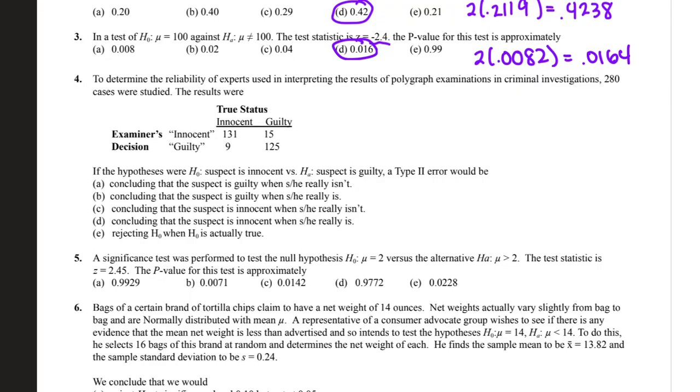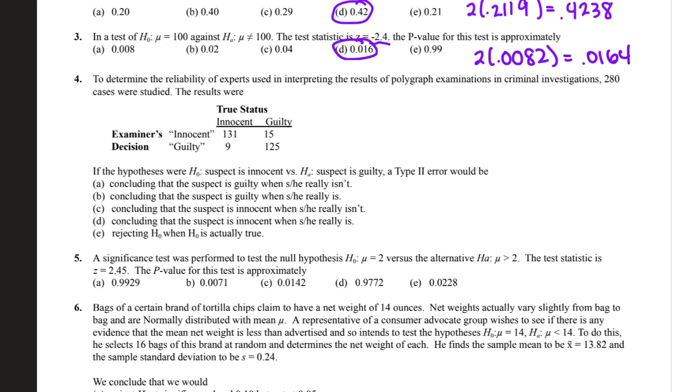Okay, number 4 is a type 1, type 2 error problem. It says to determine the reliability of experts used in interpreting the results of polygraph examinations in criminal investigations, 280 cases were studied. The results were, and it gives the results. So if our null hypothesis is the suspect is innocent, and our alternative is that the suspect is guilty, a type 2 error would be, well, you fail to reject the null when the alternative is true. So we're basically saying, oh, we didn't find anything, but we missed something.